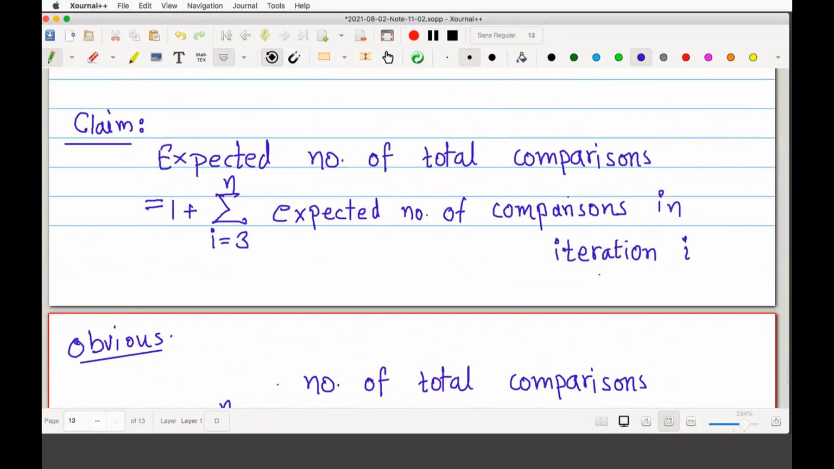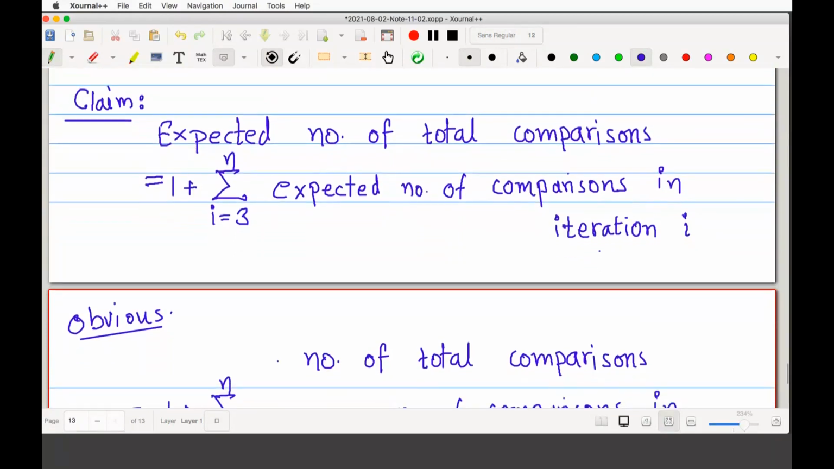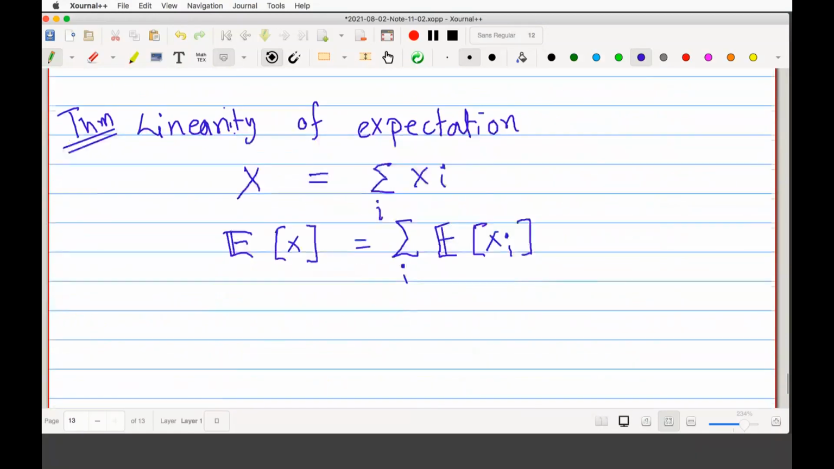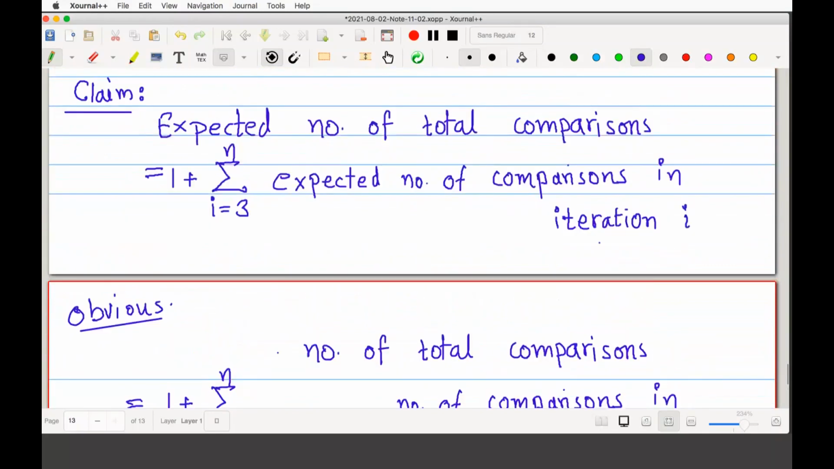Am I audible? Yeah, yeah. So when you say expected number of comparisons in iteration i, you mean for all permutations in iteration i, or for one particular permutation? No, very good question. When I say expected number of comparisons in iteration i, maybe I should write what I mean by that. It just means that you look at all possible orders, right? Each comes with probability 1 by n factorial, and over all these possibilities, what is the expected number of comparisons in a particular iteration i? That's what I mean.